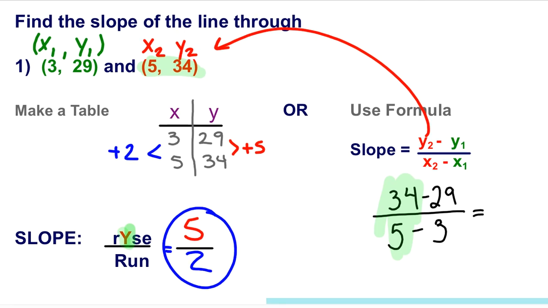Clean up the top. 34 minus 29 is 5. 5 minus 3 is 2. We get the same thing, 5 over 2. It's just a different way of getting to that answer. You might prefer one way over the other. That's okay. Today I'm going to ask you to use both of them, practice with both of them. There are times when you'll prefer one over the other, and that's okay.